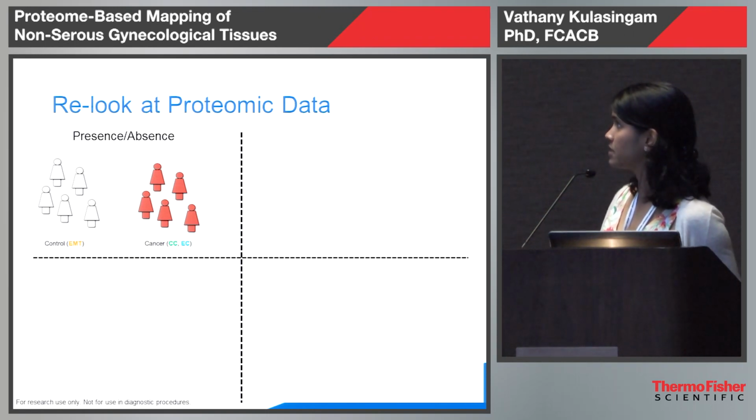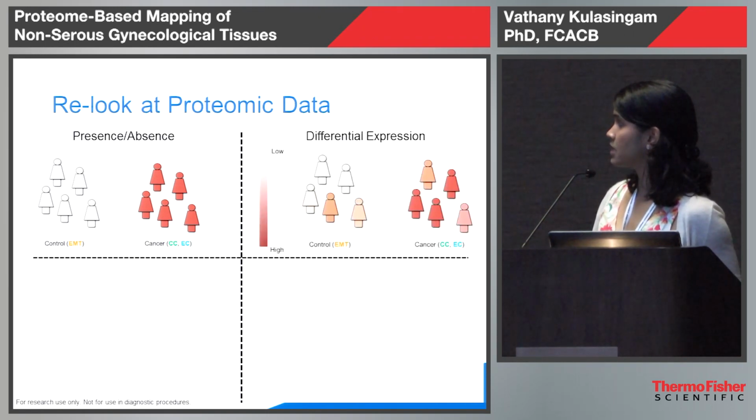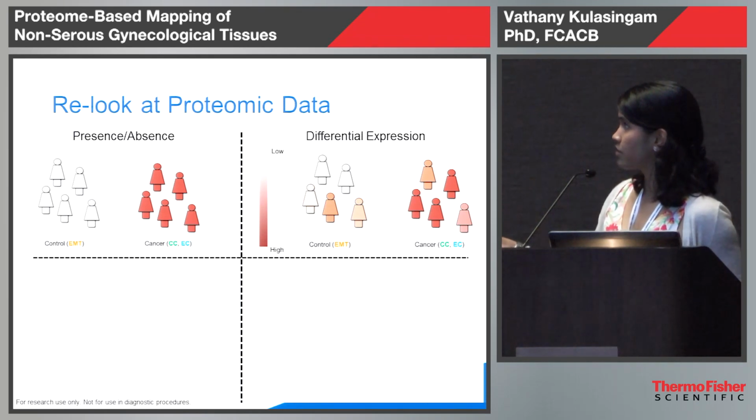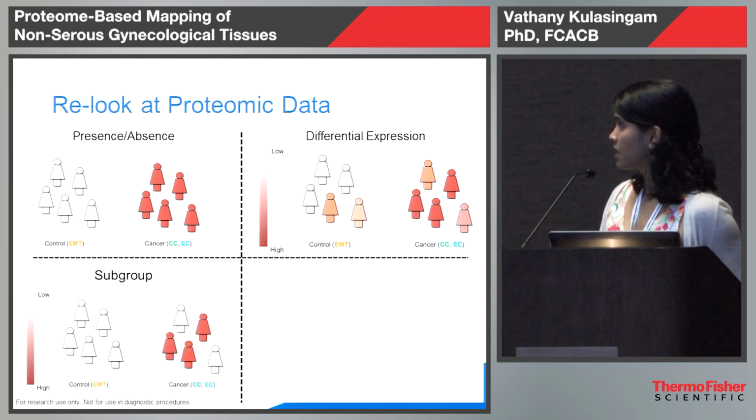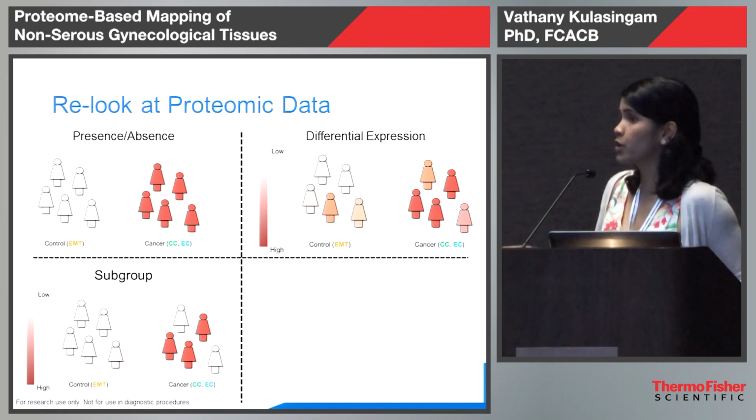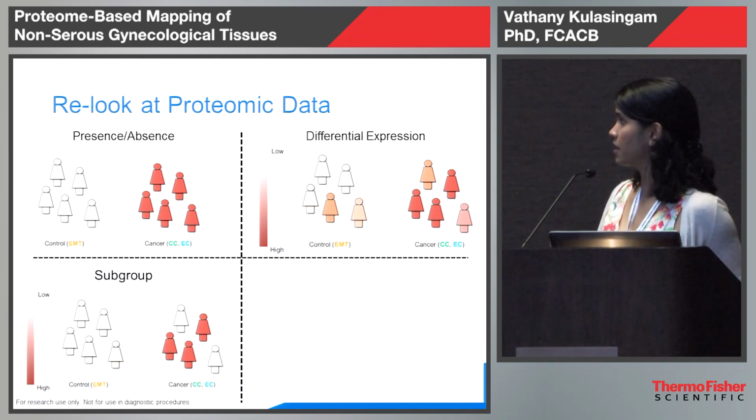that is, presence-absence. We can look at proteins that were differentially expressed in the cancer cohort compared to the control. We could look at proteins that were very overexpressed in a subgroup of the cancer cohort compared to the control, but overall were expressed higher.